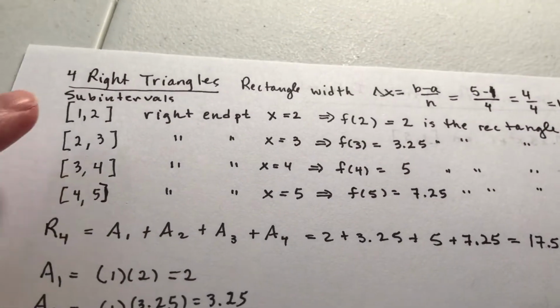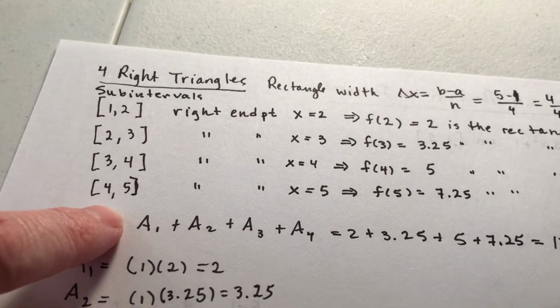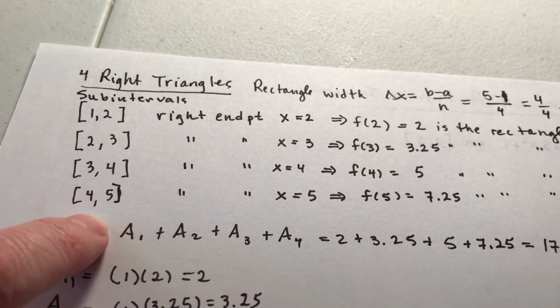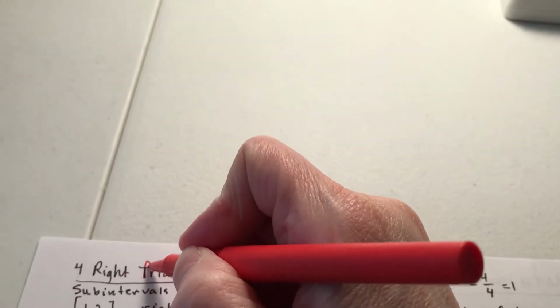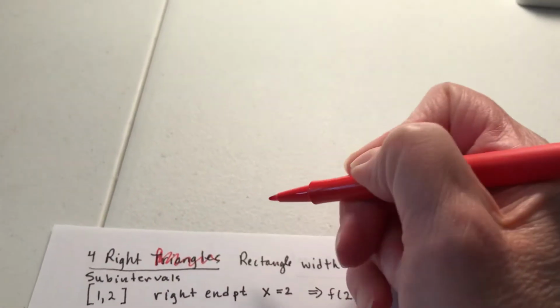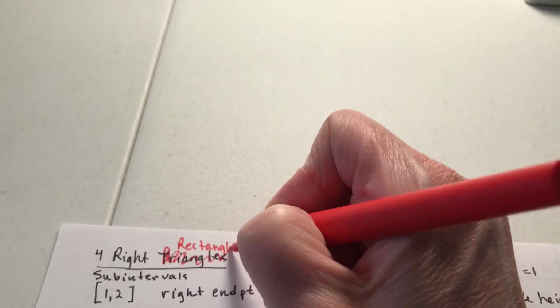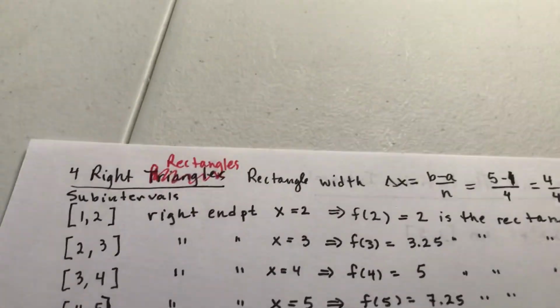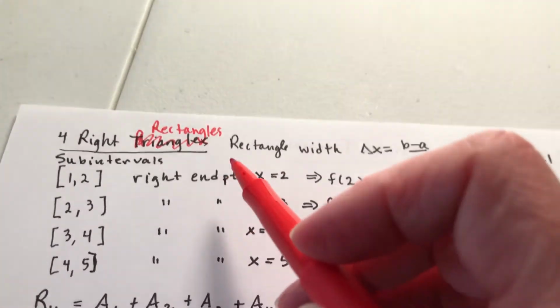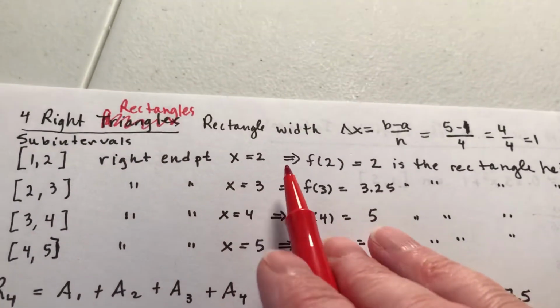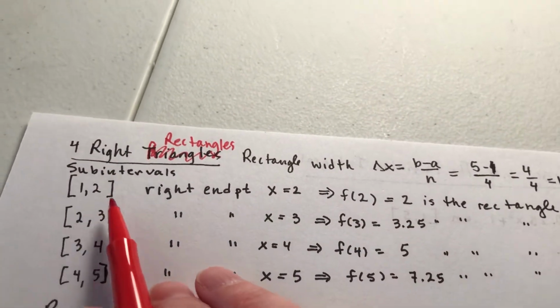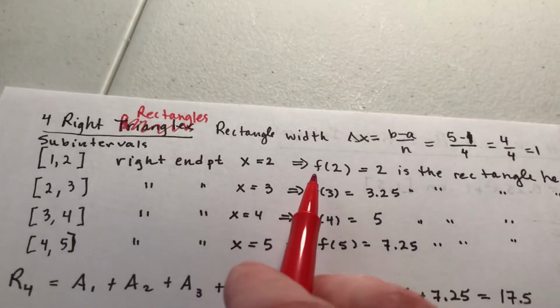Now it says these are the 4 subintervals, just like the left rectangle. I put triangles. These should be rectangles. Did I do that on the other side? My goodness. I did rectangle. These words are too similar, except for one's a 3-sided and one's a 4-sided. Anyways, we have the same width, and on this subinterval, the right-hand endpoint was 2, so f of 2.